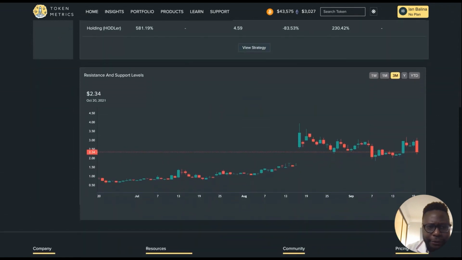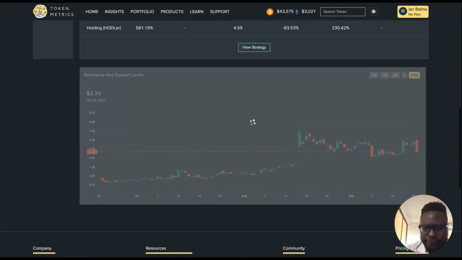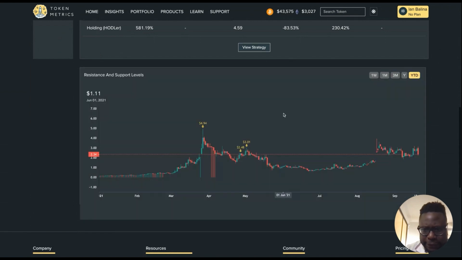And then down here, we have resistance and support levels. So let's go to year to date and see what this says. All right, so looking at this, it has resistance at 494, 248, 301, and has this also resistance right now, or support right now. So that gives you an idea of where the price channels could be.